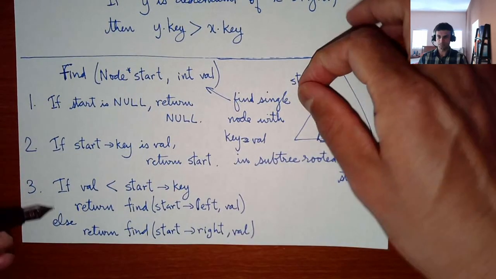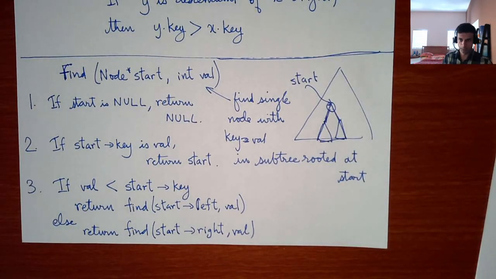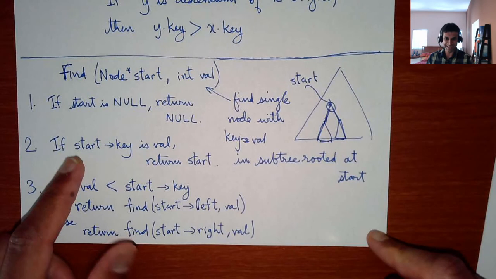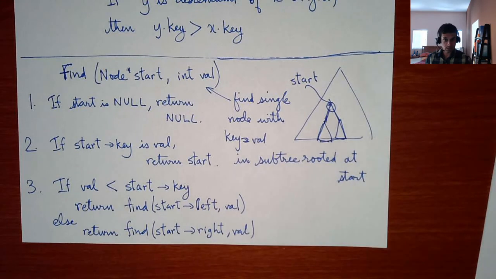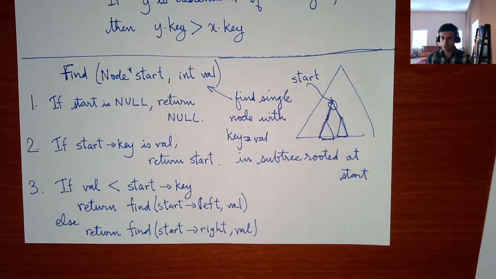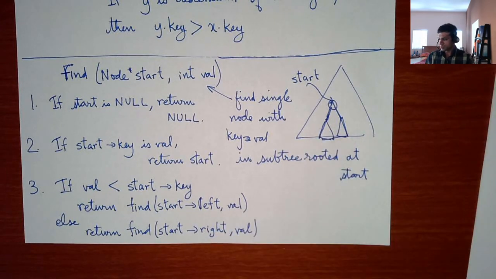So these three statements, the if statement and the return statements, give you the three conditions. When start arrow key is the same as val, then you've already found it. If val is less than start arrow key, move to the left. And if val is more than start arrow key, move to the right. So hopefully you see it's similar to binary search in that way, right? You make a comparison, you move either to the left or to the right. And in some sense, a binary search tree has been designed to achieve the fast search of binary search.